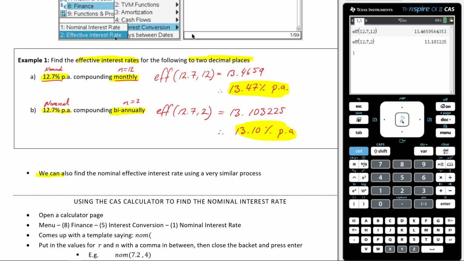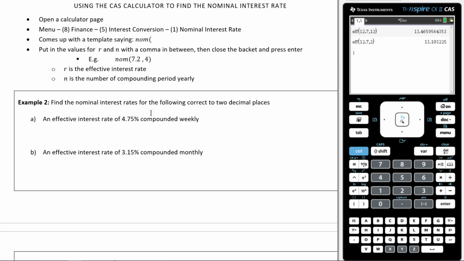Here it says we can also find the nominal effective interest. I don't think this should say nominal effective. It should just say we can also find the nominal interest rate using a similar process. Okay. So let's just go through it again. Now we're just doing it in reverse. So find the nominal interest rates for the following, correct to 2 decimal places. So here they give you the effective interest rate and they tell you how often it is compounding.